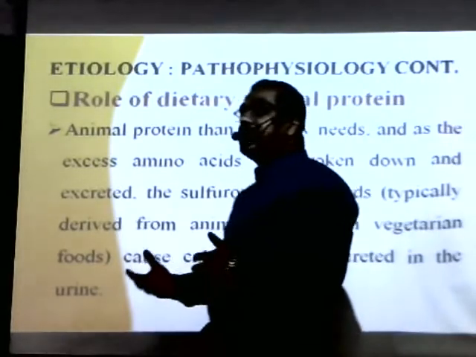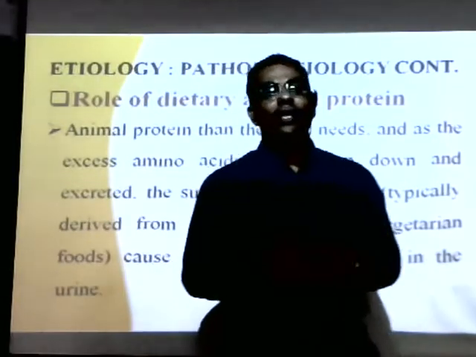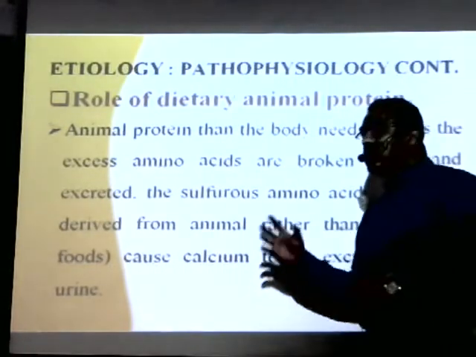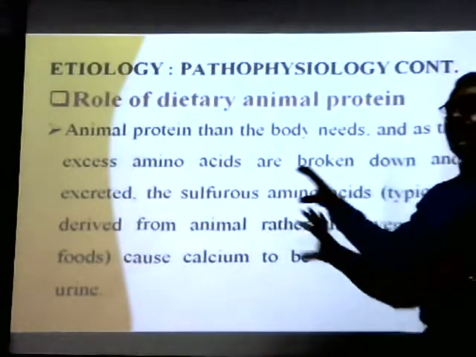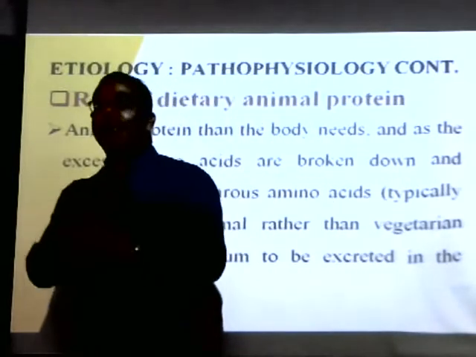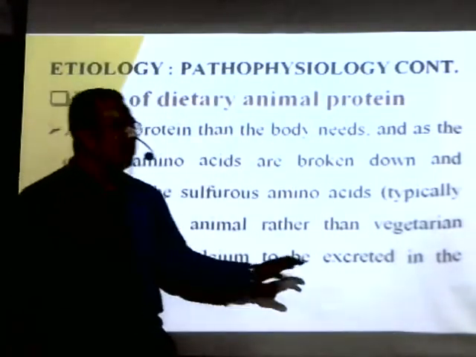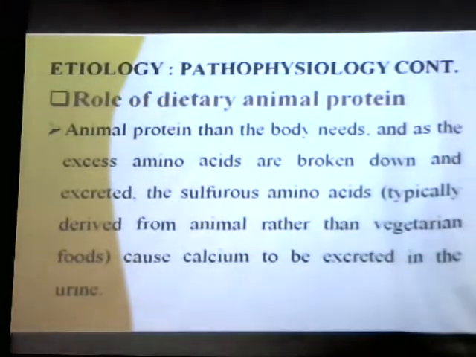But if the frequency is quite high, if he says that out of the 7 days of the week, I consume it for 3 days or 4 days or 2 days, that is quite a higher frequency. What is happening is that these sulfur containing amino acids, which are predominantly present in animal protein rather than vegetarian protein, tend to excrete more calcium into the urine.